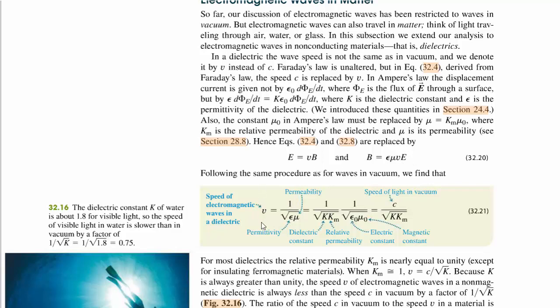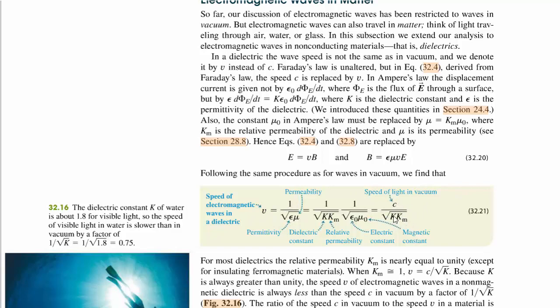So if we solve these two, we get that the speed in a dielectric is equal to 1 over the square root of the permittivity and permeability of the material. Well, if you remember, the permittivity is the dielectric constant, K, times the permittivity of free space. So we've expanded epsilon to epsilon naught K and mu to mu naught Km. And this piece is just our speed of light again, and so we now have this new factor in the denominator. So the speed in a material is related to the speed in a vacuum divided by some constant.